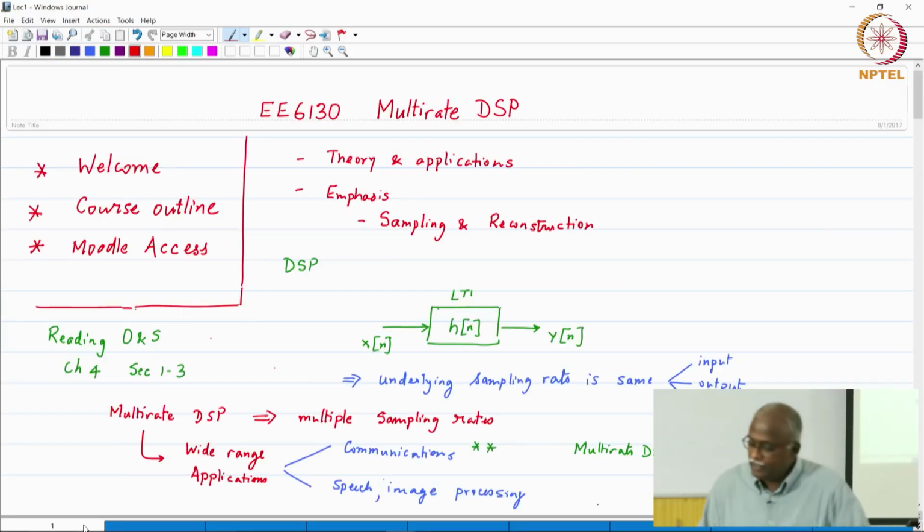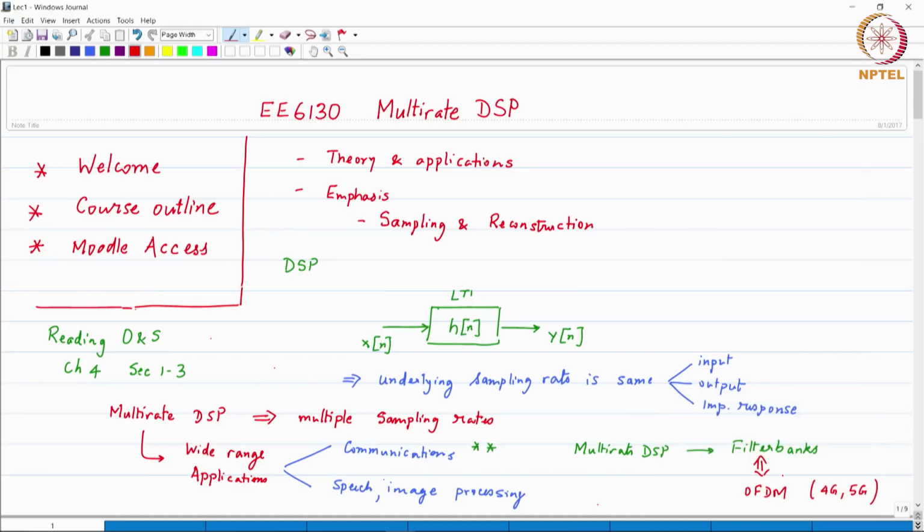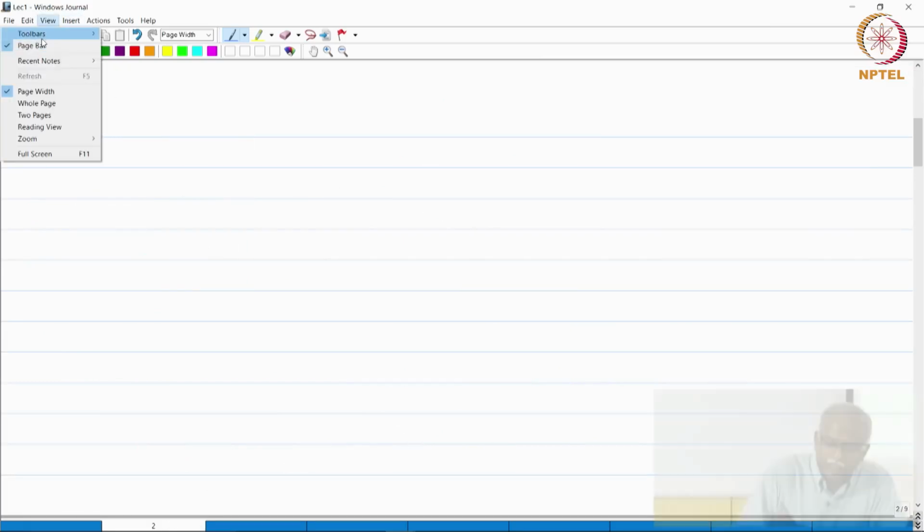By the way, just like filter banks help us understand OFDM, they also help us understand wavelets. So filter banks are an umbrella framework which helps us understand OFDM and wavelets, and they have very extensive use in a number of communication applications.